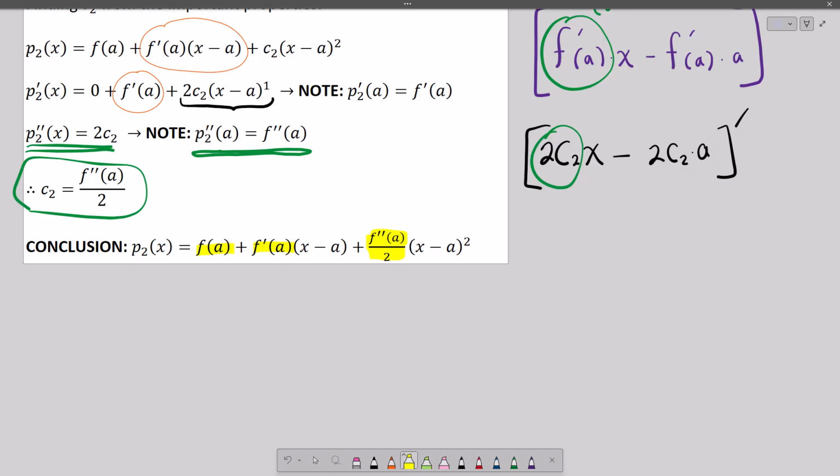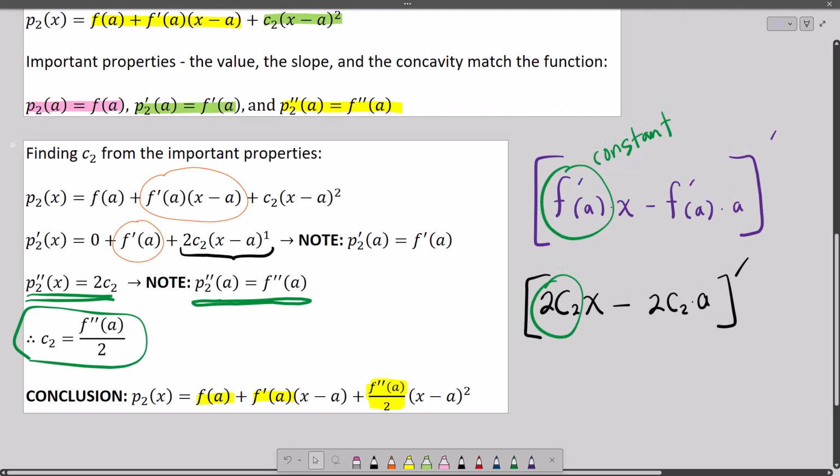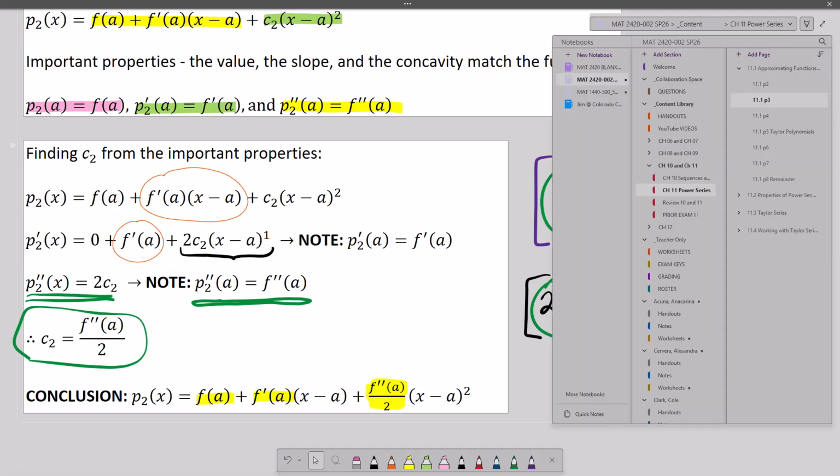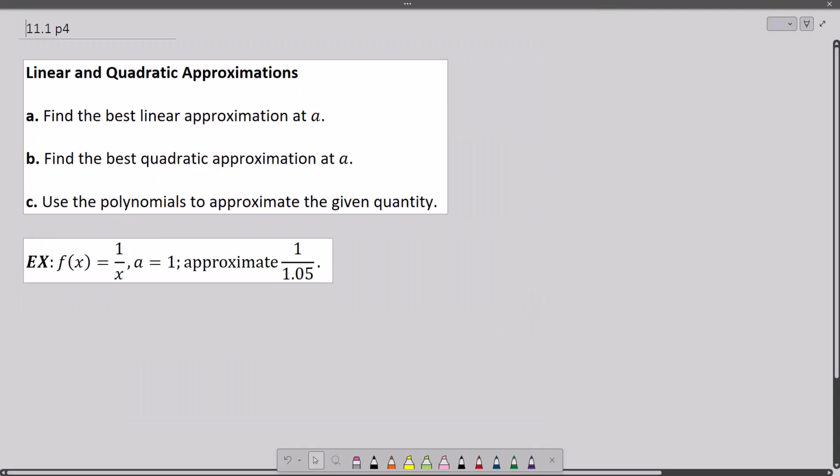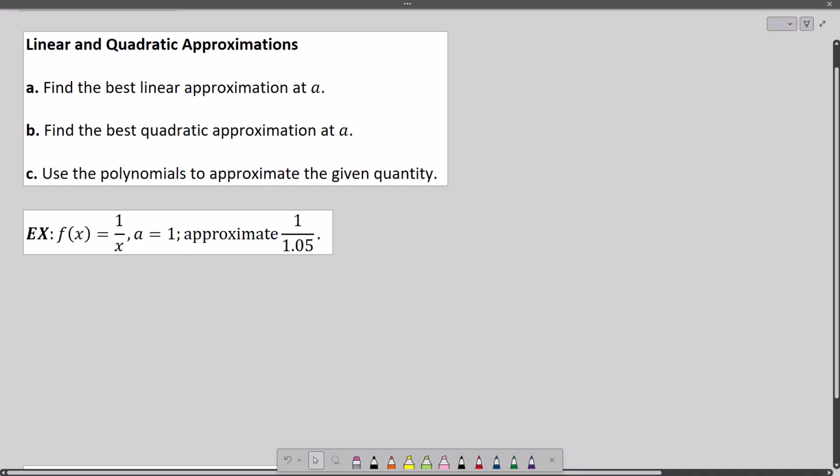So now you can say to yourself, oh, what's the best cubic approximation? Go through the same process. Best cubic approximation, we're going to add a c sub 3 times x minus a to the third and do the same thing. And we're going to end up here. Oh, no, not yet. We'll do the third approximation after this slide.